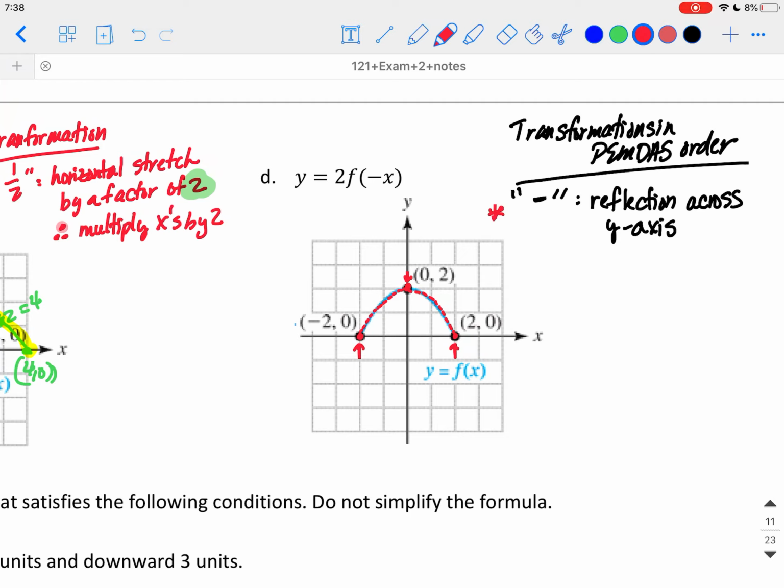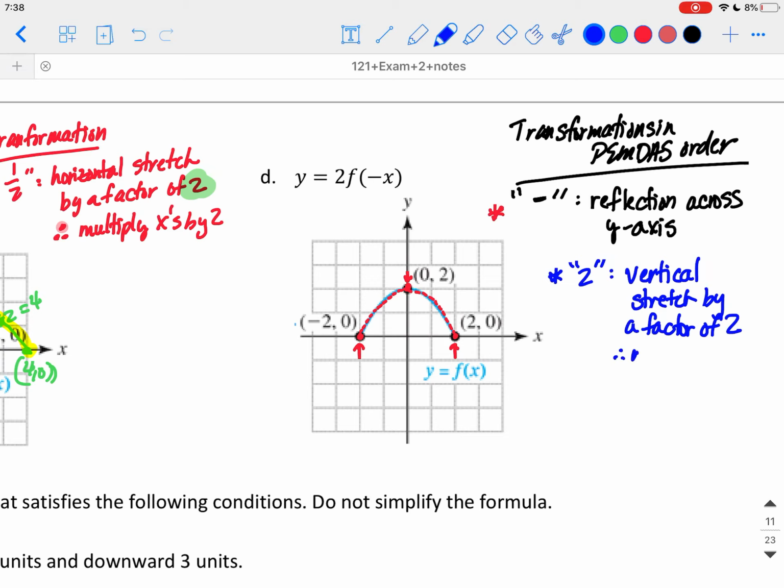And then the next transformation is going to be the multiplying by the 2. So looking up at the table again, if you see a number on the outside being multiplied, and it's bigger than 1, then that's going to be a vertical stretch by a factor of 2. So what does that mean? This means that you're going to multiply your y values by 2.